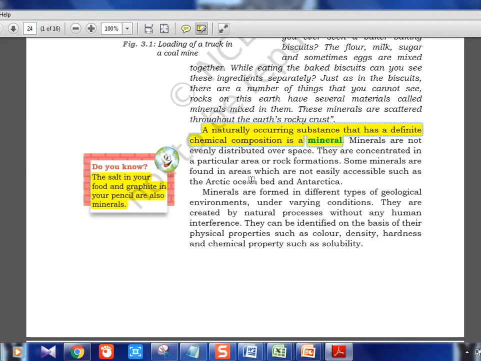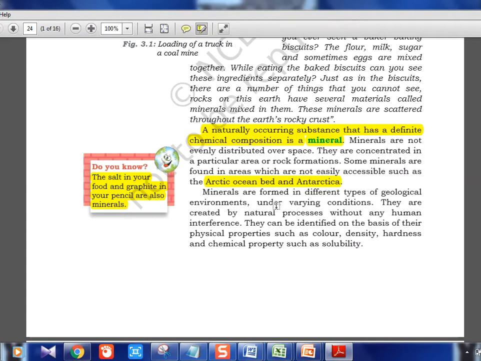Some minerals are found in areas which are not easily accessible, such as the Arctic Ocean and Antarctica. In these places there are a lot of resources, if you know. So the world is actually maintaining it properly. It's not like anybody can go and explore there. There are certain clauses and international laws based on which only people can go. It's anyway difficult to access the places, but it is highly restricted and has to be done through a proper channel, utilizing the resources in these places.